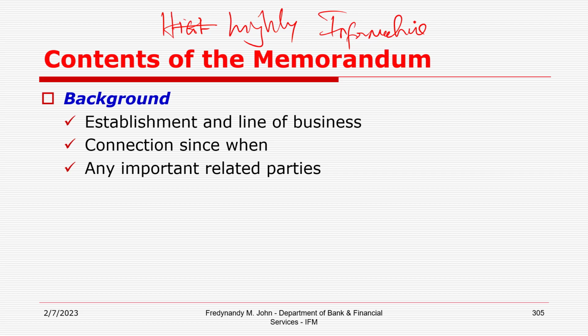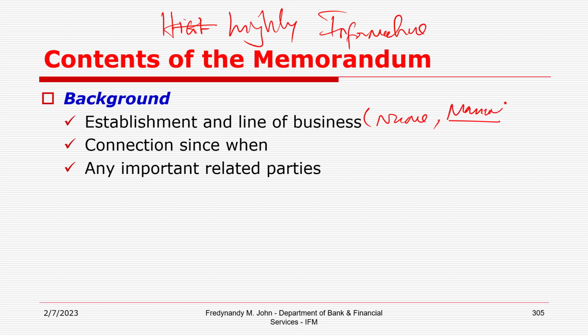Now, the first issue that should be contained is the background. As regarding the background, you have to discuss or explain the following. Number one, establishment and line of business. All right, that is to say, what is the name of the business? And what actually is the line of business? Saying line of business, we mean what do they do?